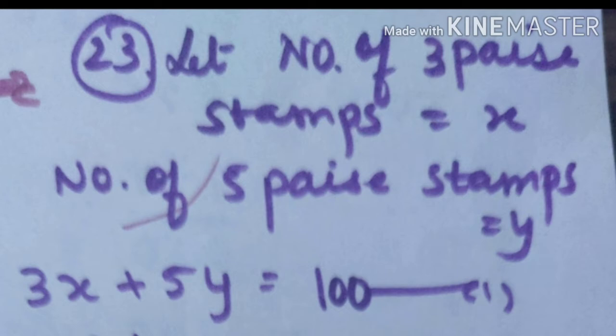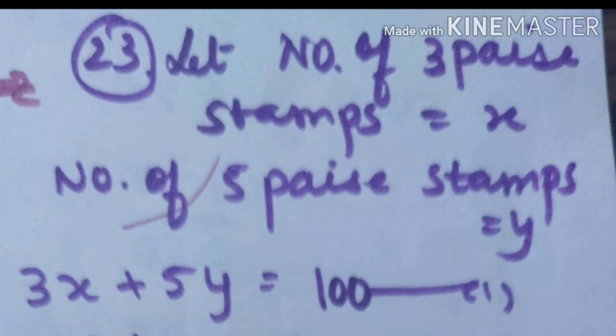So, question number 23: a man buys postage stamps of denominations 3 paise and 5 paise for rupees 1. He buys 22 stamps in all. Find the number of 3 paise stamps bought by him. So here we have to find the number of 3 paise stamps. Whatever you want to find, you have to suppose first.